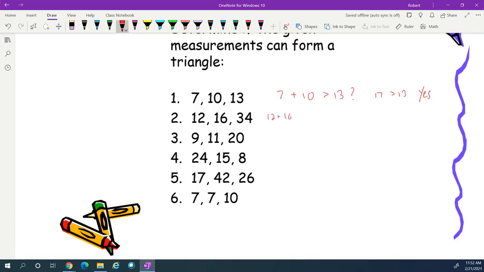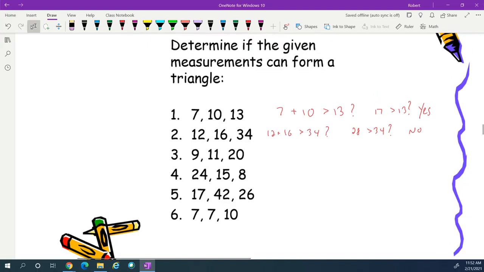12 plus 16, is that greater than 34? Well, 12 plus 16 is 28. Is that greater than 34? No. So that does not form a triangle. Remember, we're asked to determine if the measurements can form a triangle. The sum of the two smaller sides has to be greater than the longest.